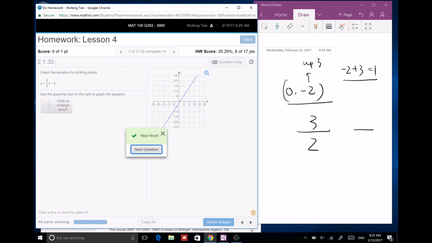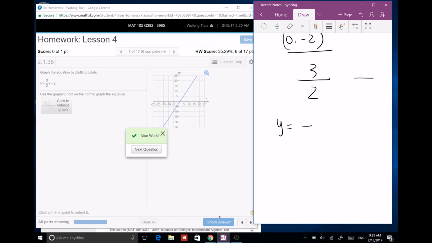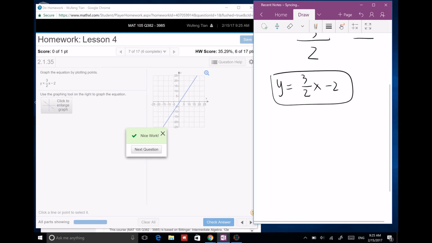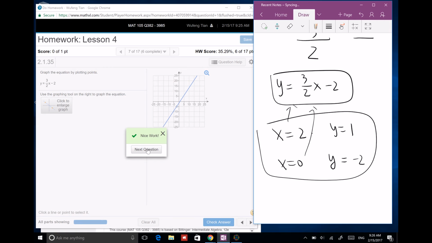You can also do y equals 3 over 2 x minus 2. You can just pick any 2 points, that's okay too. For example, x equals 2, y equals 1. Then you pick another point, x equals 0, plug it in, y equals negative 2. You graph these 2 points, that's fine too.